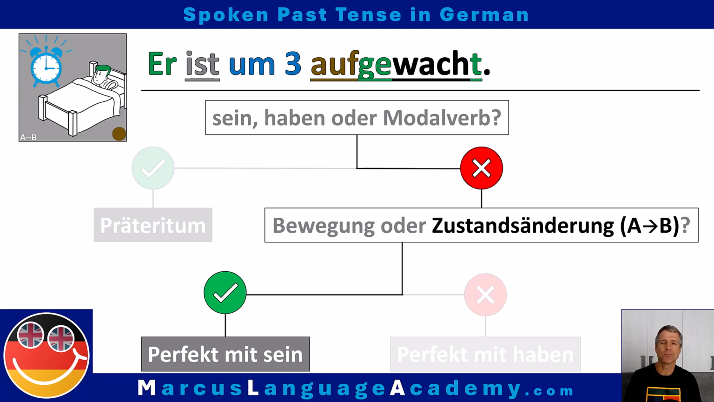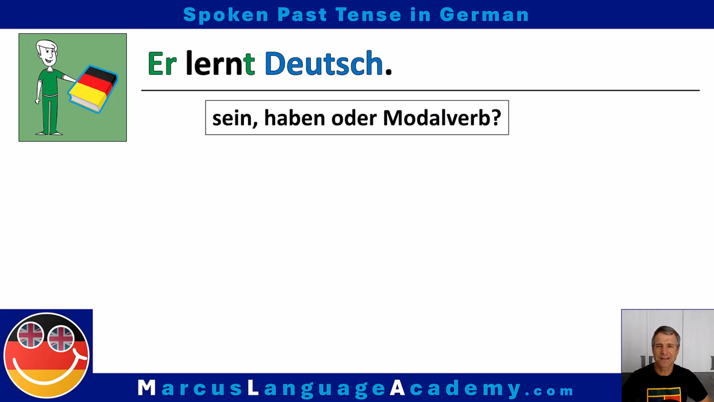No? Ist um 3 aufgewacht, and the separable verbs, they insert the ge. So we say aufgewacht, not geaufwacht. No? We would say aufgewacht. Be a little bit careful here, but the green color will remind you that we have here a separable verb. But Perfekt mit sein here. And here we have our last example: er lernt Deutsch. He learns German. Okay? Again, we have a regular verb here, therefore we have the green background color.